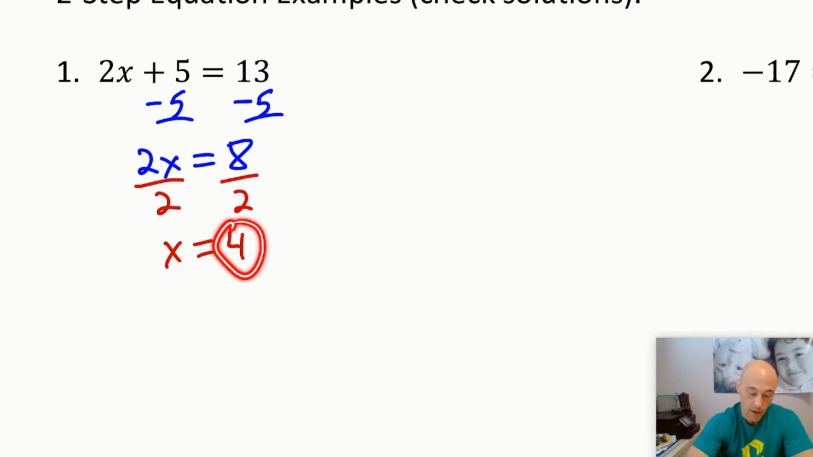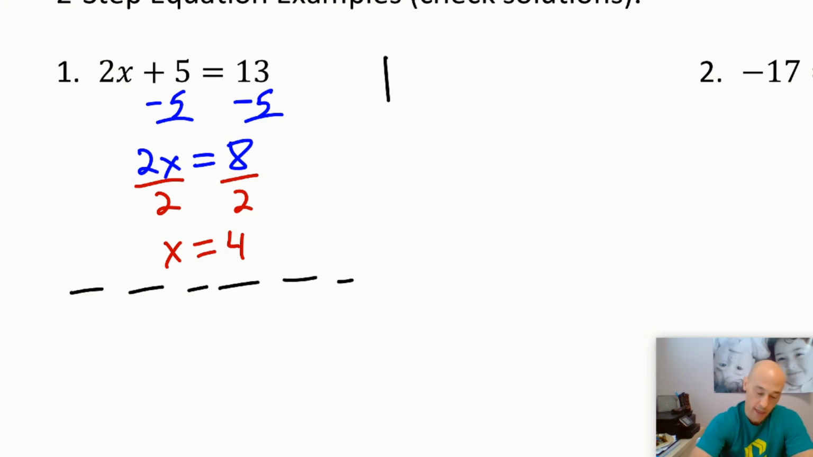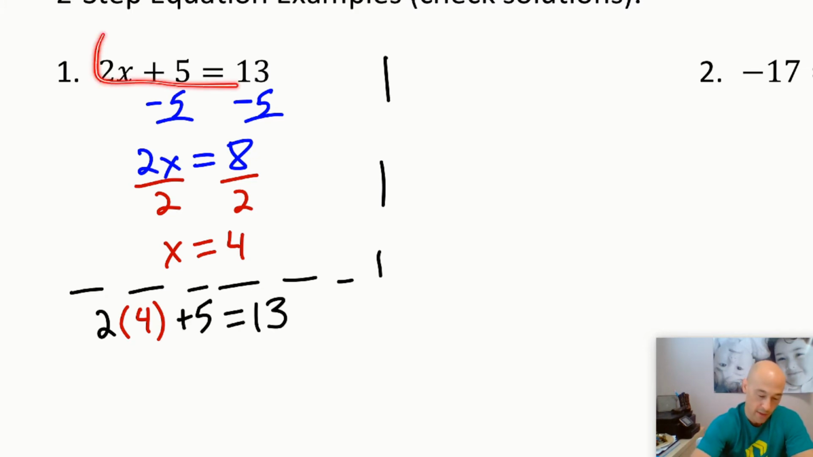So now we plug our 4 into the original equation to check our solution. So I'm going to put a little dotted line here saying this is our check. So we have 2, and then I'm doing multiplication up here in the original equation. So make sure that I do multiplication in the check as well. Plus 5 is equal to 13. So we've taken this original equation, we've rewritten it with x is equal to 4, substituting that in.